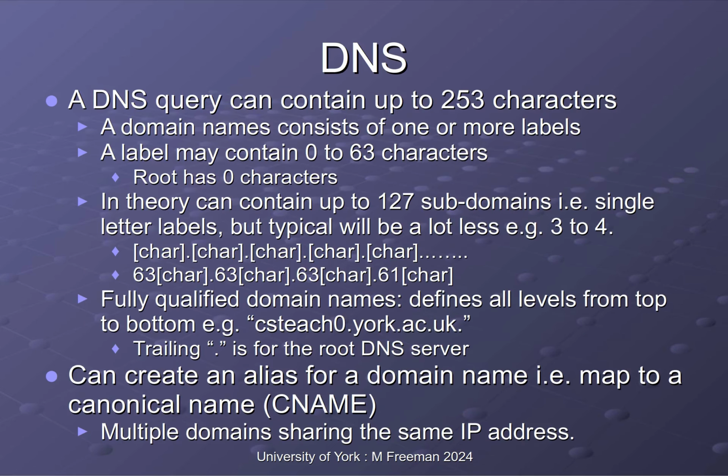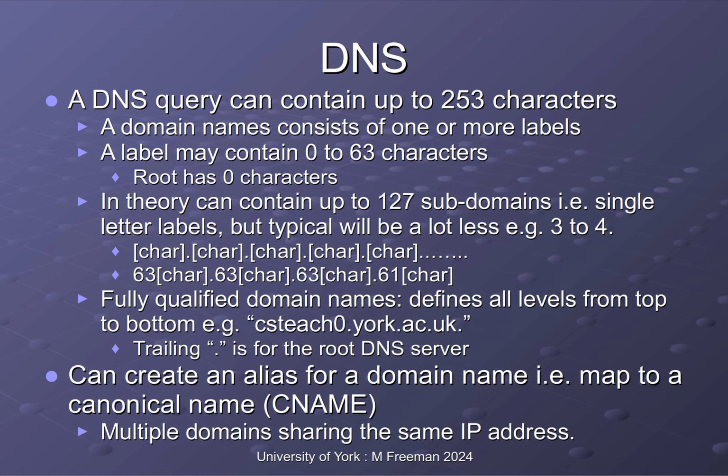So a DNS query can contain 253 characters. Our domain name can be made up of one or more labels, and a label can be 0 to 63 characters long. So in the previous example, UK is a label, AC is a label, York is a label. These labels can be combined together to produce your domain name. If you took it to the extreme and each label was one letter, you could have 127 subdomains. But typically we don't need that level of resolution. They're normally a lot smaller, www.google.com, for example. As I might have hinted a few times, to be a fully qualified domain name, you have to end with a dot, and that dot is referring to the root DNS servers.